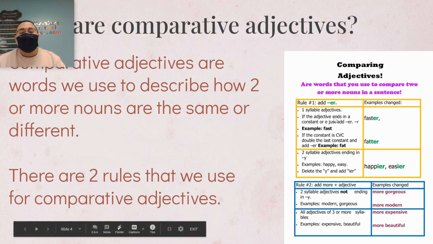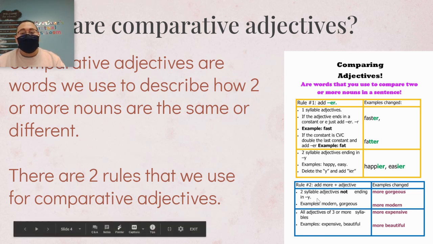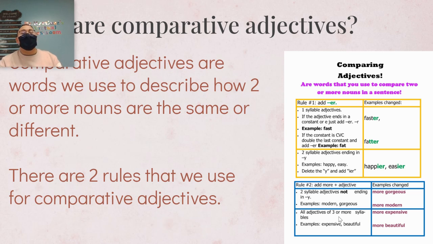So if I have one syllable adjectives, I'm going to add er, or a consonant, vowel, consonant, double the last consonant, add er. If my adjective ends in y, then I have to change the y to an I and add er. That's my ER rule. Two syllable adjectives not ending in Y and 3 syllable adjectives, all I have to do is add the word more. So let's do some examples.